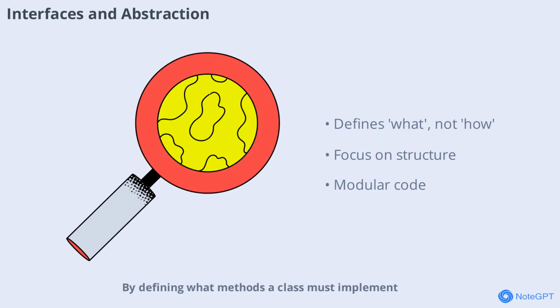By defining what methods a class must implement, interfaces separate the what from the how. This allows you to focus on designing the structure of your program while leaving the details of implementation to individual classes. Abstraction makes your code more modular and easier to understand.